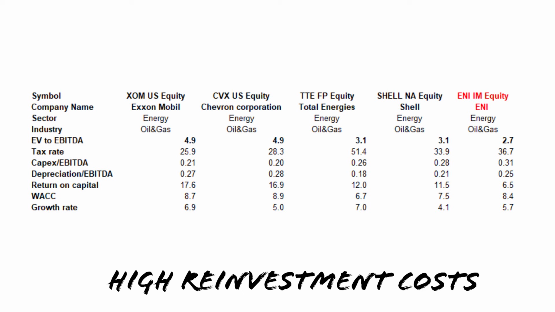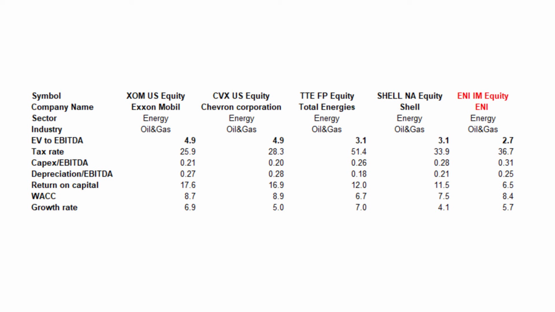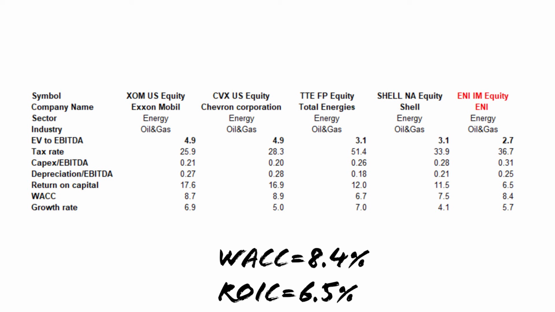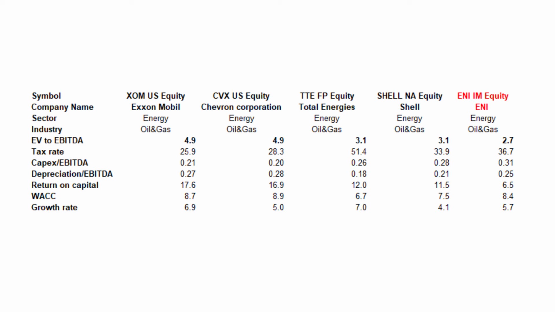Moreover, Eni, despite having one of the highest costs of capital computed with the weighted average cost of capital, was the one generating the lowest return, only 6.5%. So the discount at which Eni was trading at the time was precisely reflecting the fact that the business was requiring higher annual cost compared to its peers in order to maintain the same level of operation, and that the company was not able to generate a return on its capital above the cost.